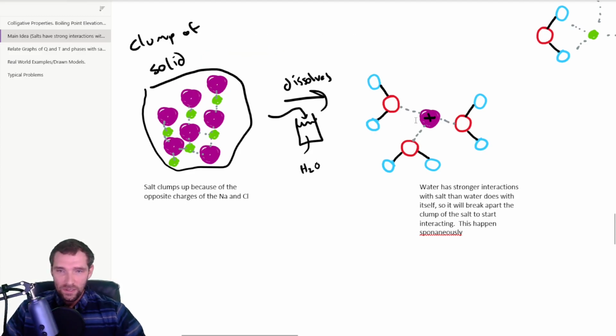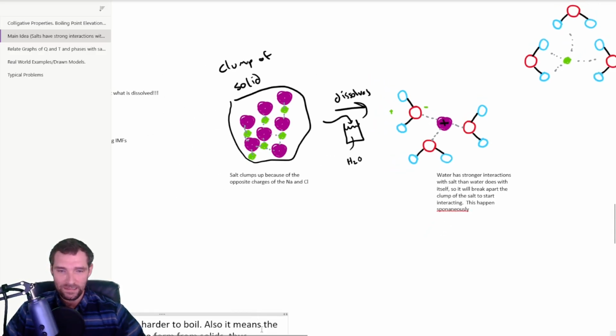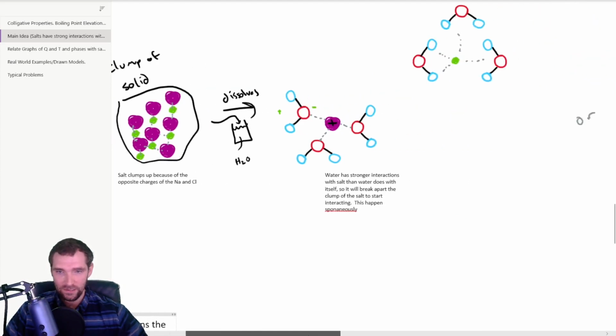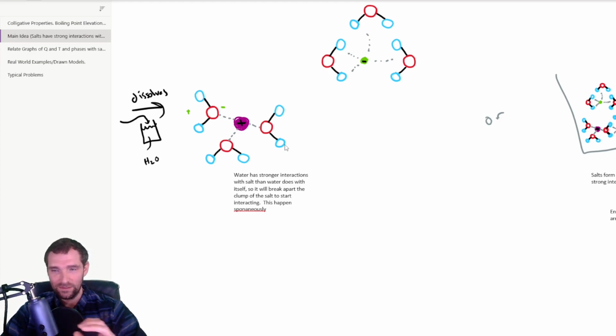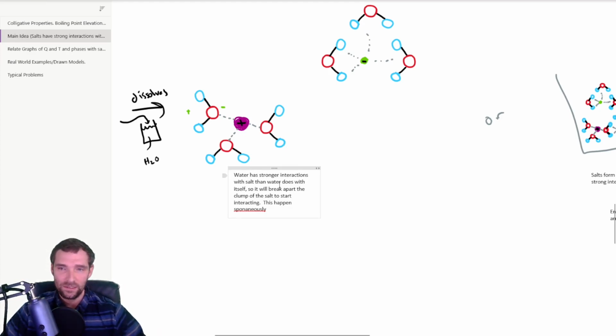Long story short, you have the oxygens, which have these negative charged ends, and the hydrogens are the positive charged end. Because water has that polarity, because it's got a difference in charge, it will end up interacting with these positive and negative charges in a salt. And they end up pulling them out of the solid and dissolving them into the liquid.